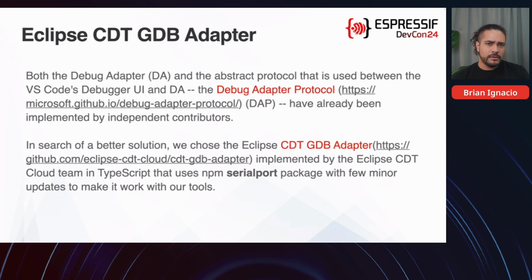In search of a better solution of our own for ESP-IDF projects, we chose the Eclipse CDT GDB adapter made by the Eclipse CDT Cloud team, and we made some changes. The Eclipse CDT Cloud team adapter is written in TypeScript and uses a serial port npm package, and this allows us to provide faster communication than our previous debug adapter implemented in Python.